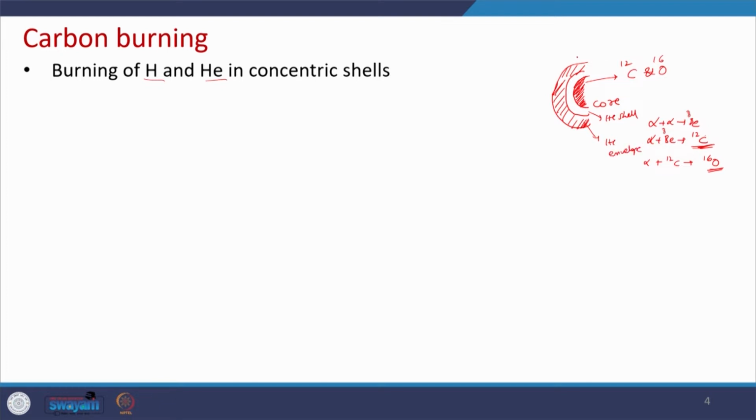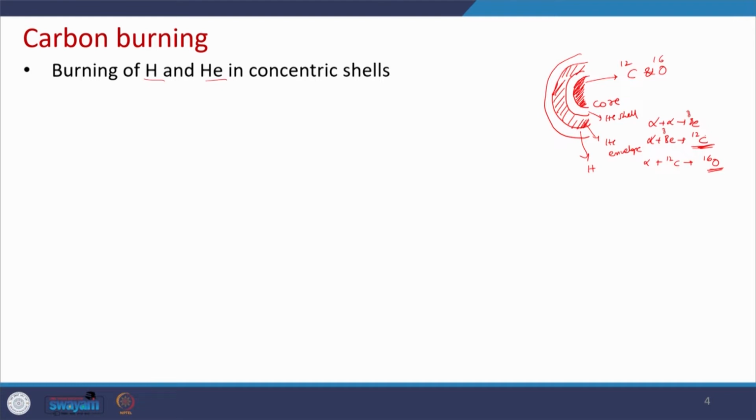And around the helium you can see this is the hydrogen. Once hydrogen and helium are exhausted within the core of the star, do not think that they are completely gone, no, they are around the core. As I have discussed in the helium burning, now I am discussing carbon burning, but just recollect what I have discussed in the helium burning.